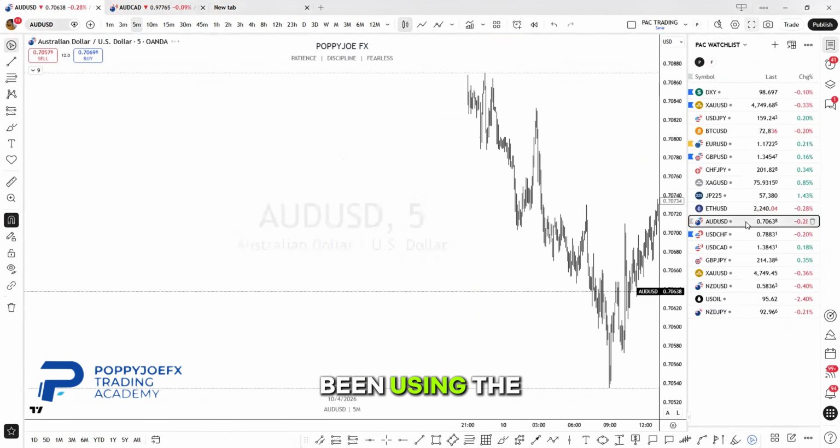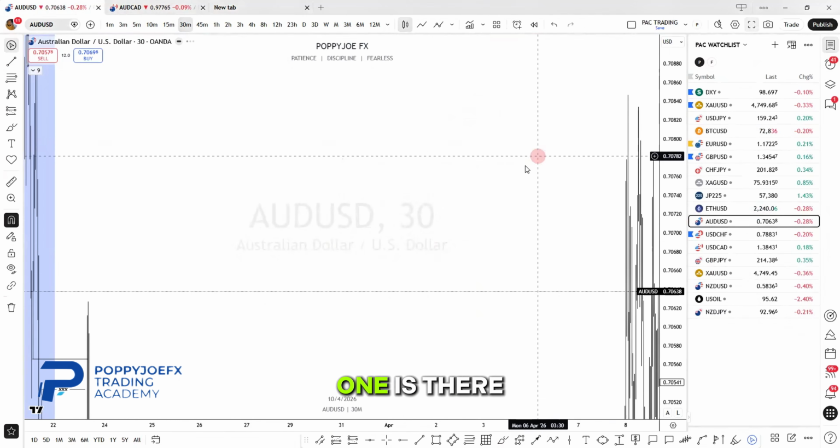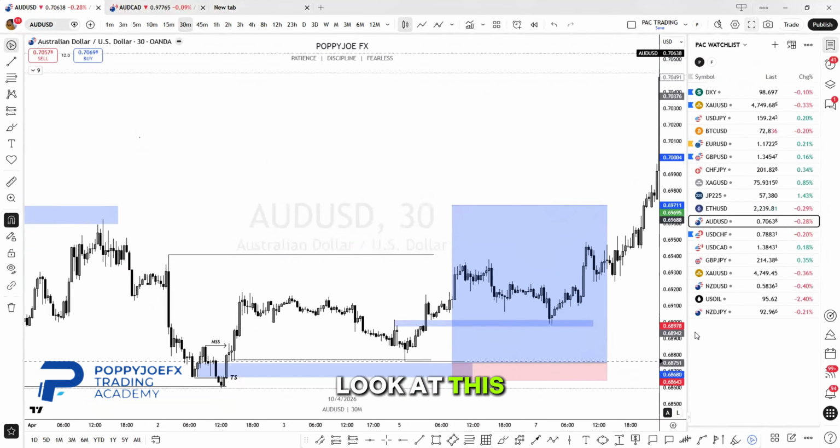Now, I have been using the MSN, and it has been great. The reason why I'm teaching you this particular one is there are some missed entries I got using MSN that if I was using the Fib OTE, I would have been able to get those trades, right? I would have been able to get the entry. Look at this particular one.